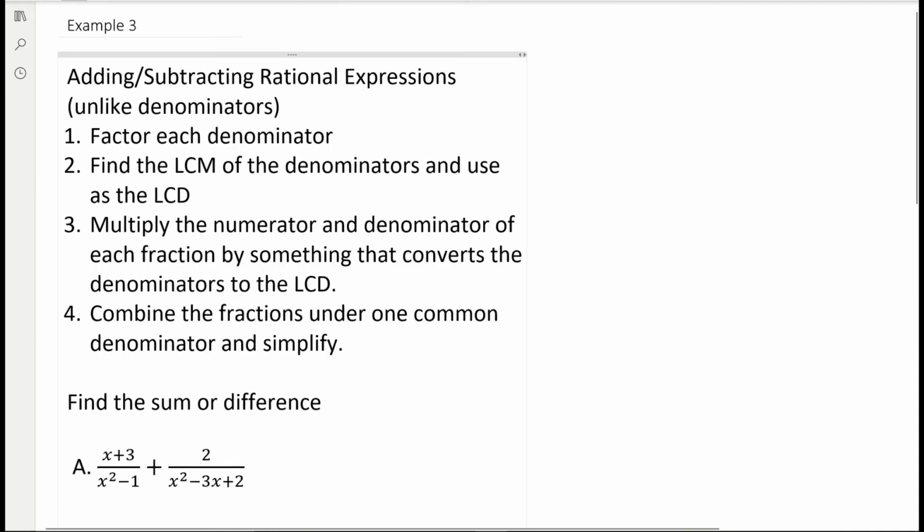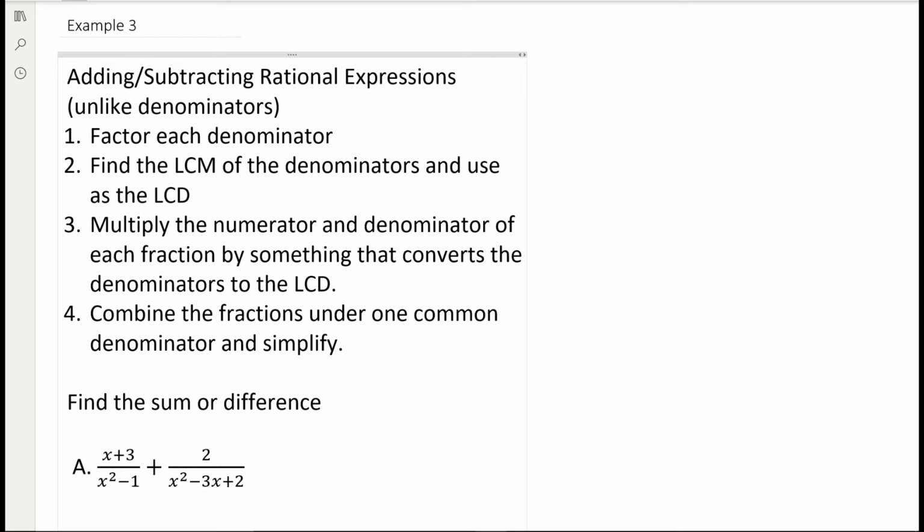All right, so we're going to use the idea of the least common multiple in terms of denominators. If you're doing it for denominators, we call it a least common denominator. Still the same idea, find the least common multiple. So in order to add or subtract rational expressions with different denominators, we're simply going to factor each denominator, and then we're going to find the least common multiple and use this as the least common denominator.